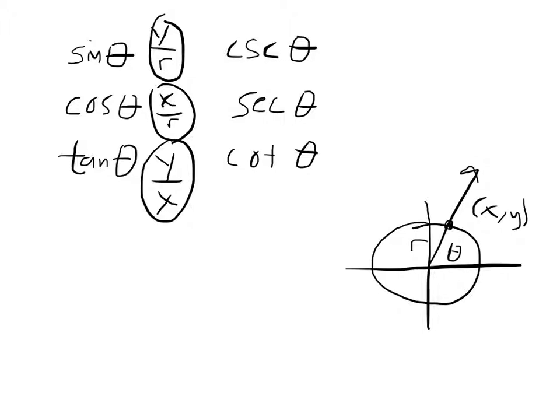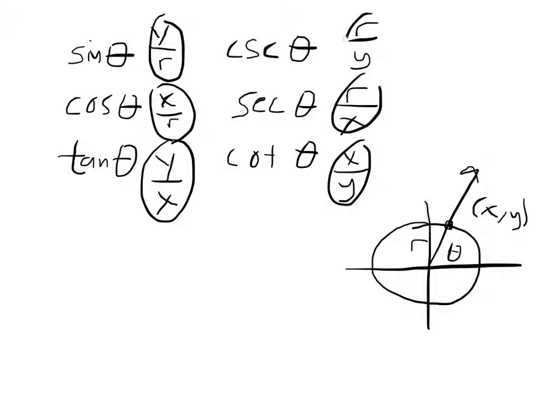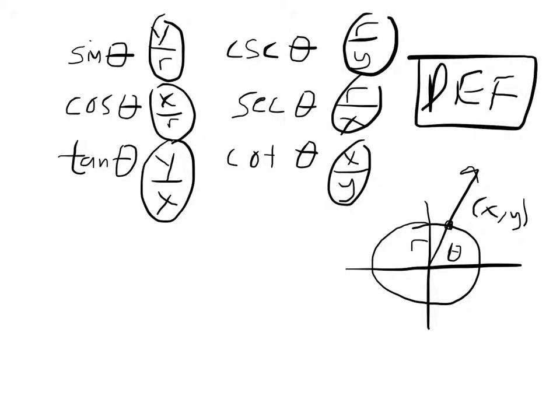We have three other trig functions which are simply reciprocals of those ratios. So cosecant is going to be r over y, secant is going to be r over x, and cotangent is going to be x over y. And those are definitions, and they do need to be memorized. Simple definitions, but again, you want to keep straight which one is which.